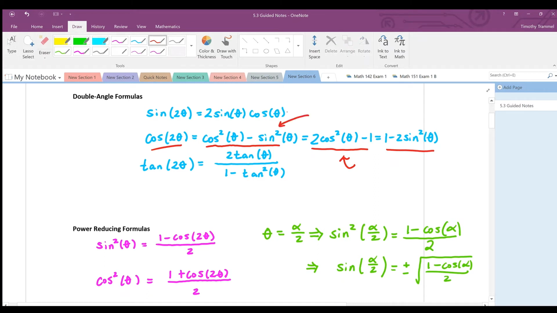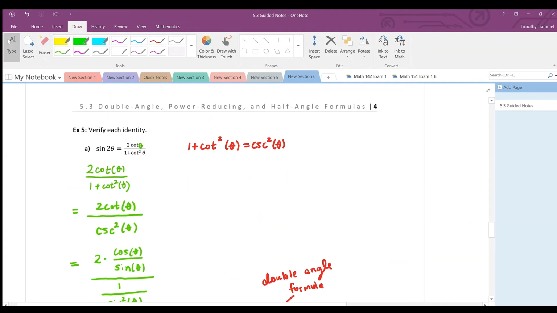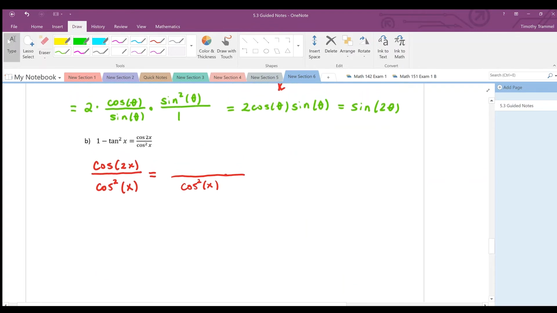Cosine squared of theta minus sine squared of theta. All right, so let's go back and apply that. Here we are. So we have cosine squared of x minus sine squared of x. If you chose to use one of the other two, this will still work out. It just might take you an extra step or two, which is not a problem.